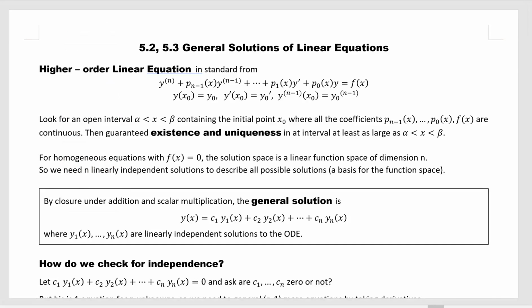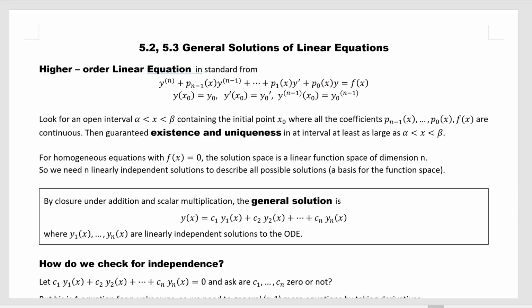We have the highest derivative, the coefficient is 1, that's the standard form. And then we have the lower derivatives, and then we have the coefficient functions, they are functions of x. So this is high order linear differential equations. And you can see the order is n.